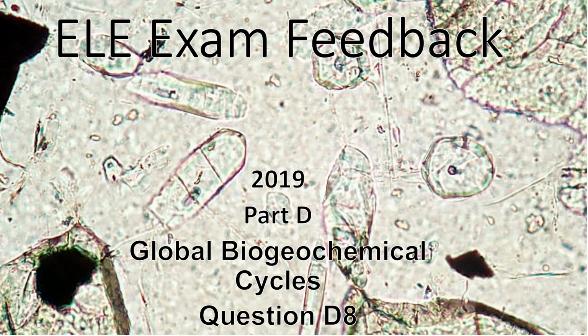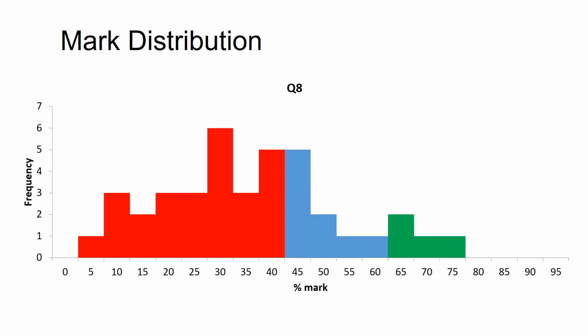Okay, so moving on now and having a look at the last question on the exam, question 8. This was a question all about phosphorus and the phosphorus cycle. Again, there was a large spread of marks, so some people did well. In this case, slightly fewer people did well than those that did badly.